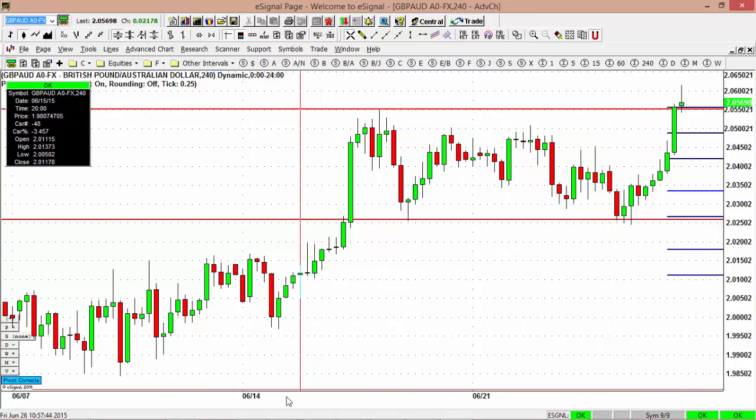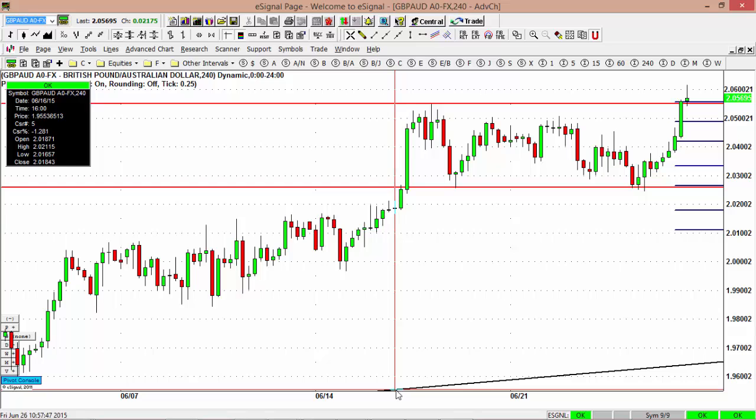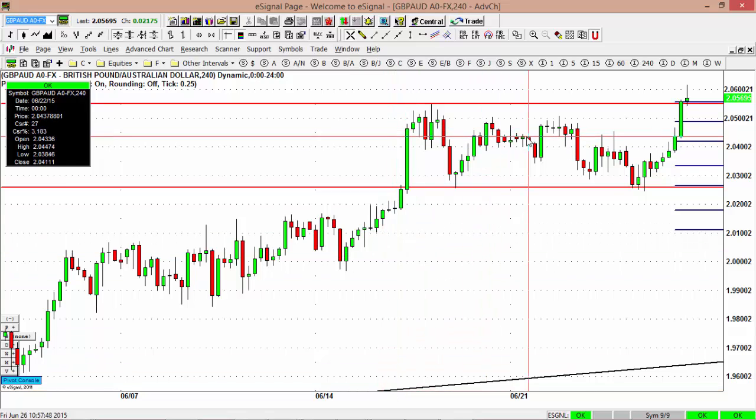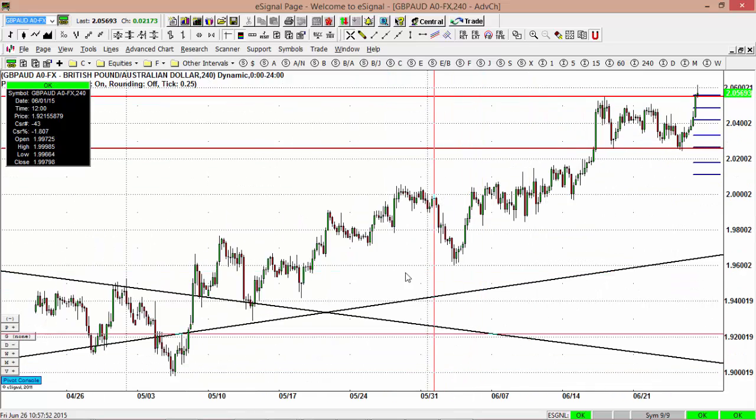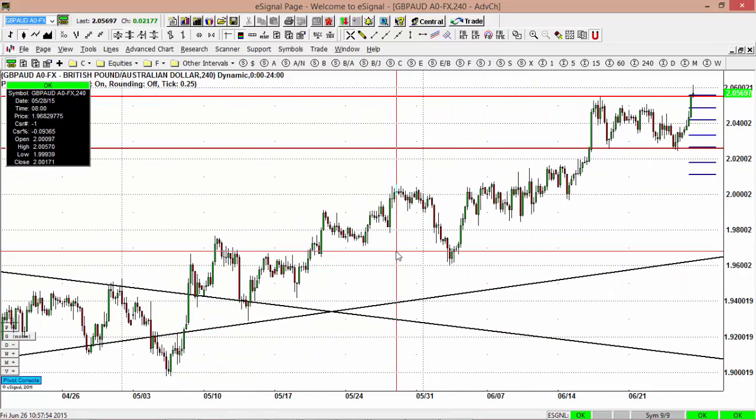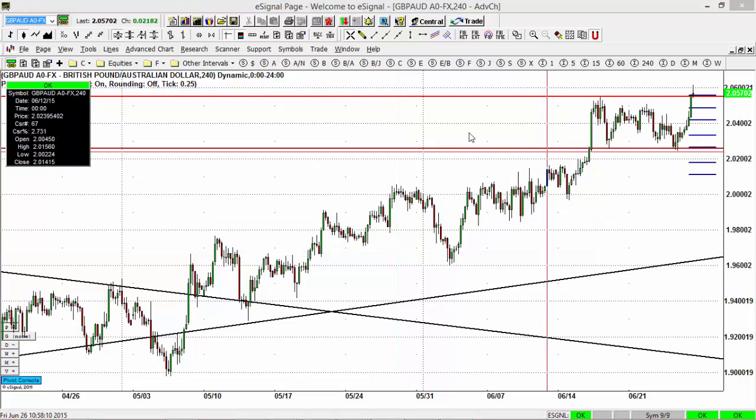So when you have a market that's trending, always look for opportunities to get aboard the trend. There shouldn't really be any doubt as to which direction to trade this market, because if we're in a broader uptrend, we should be looking for more buying opportunities as opposed to selling opportunities. And this was a perfect buying opportunity in the British pound versus the Australian dollar.